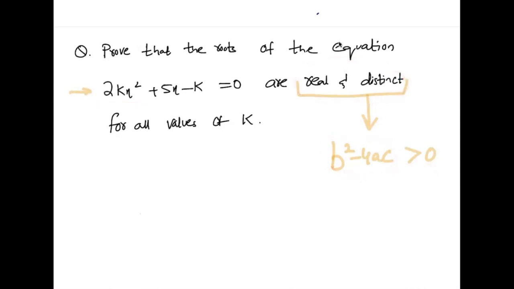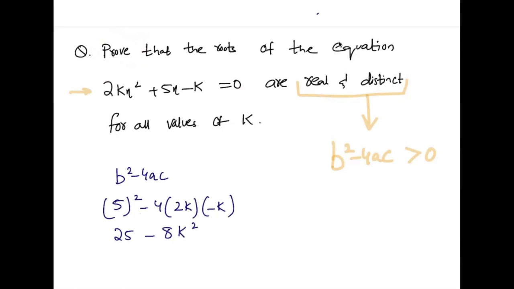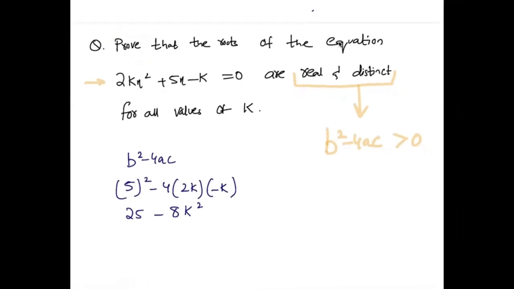So how to go about this question? You're just going to write b square minus 4ac and plug in the values, because right now you are not going to say that it's greater than 0, equal to 0, or less than 0. You need to prove that in this question. So you're just going to write down the discriminant expression b square minus 4ac. B value is 5, a value is 2k, and c value is minus k. Okay, so that is 25 minus 8k square. Sorry, plus 8k square. Right? So 25 plus 8k square.